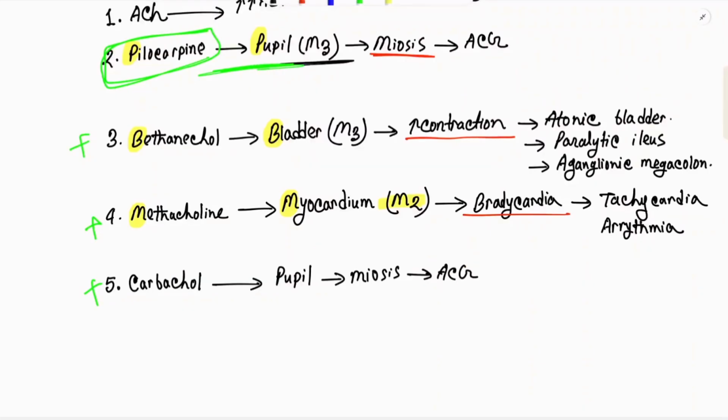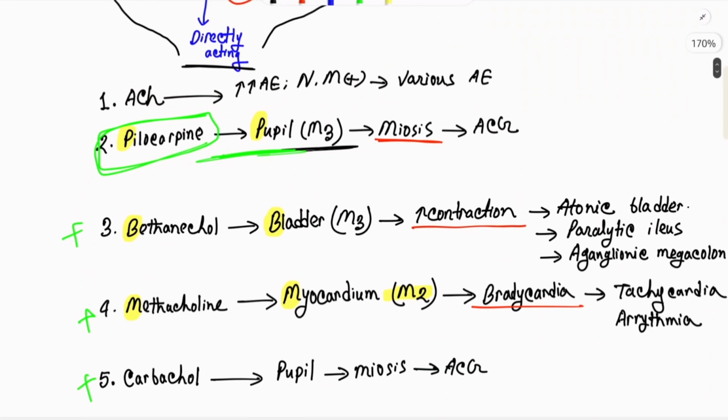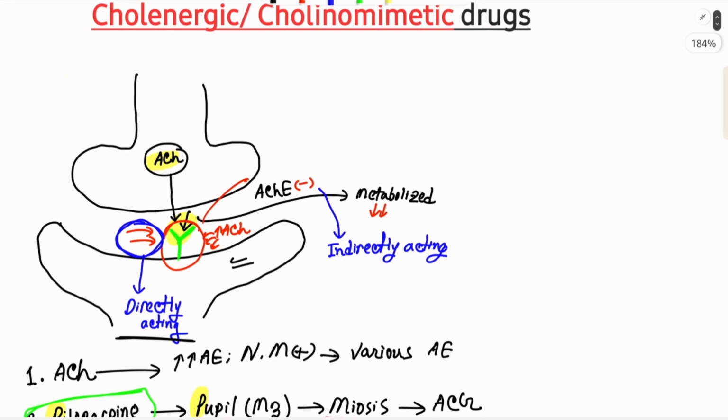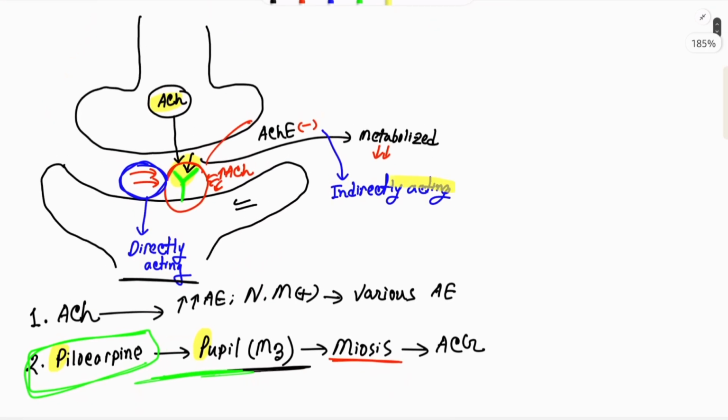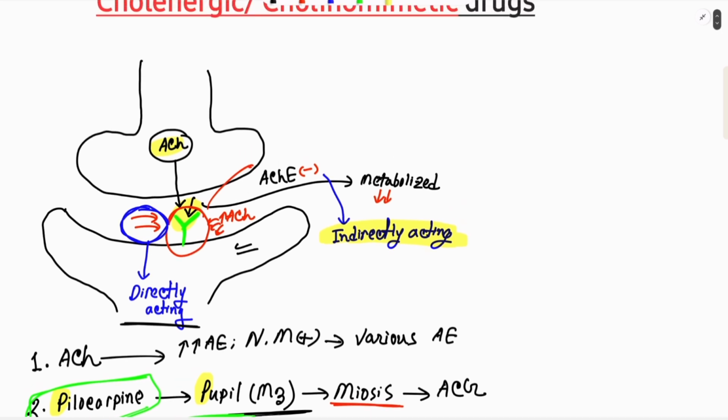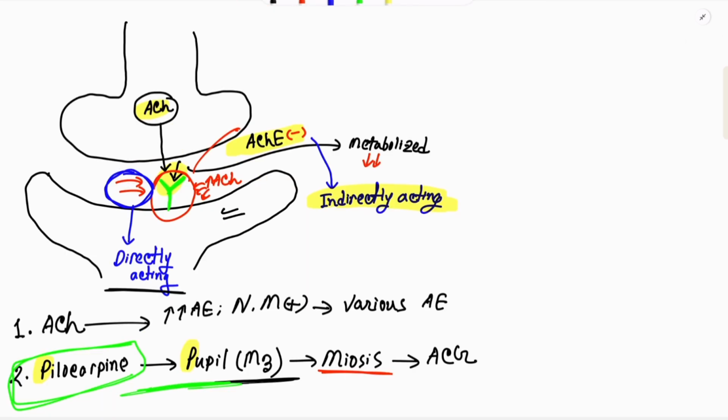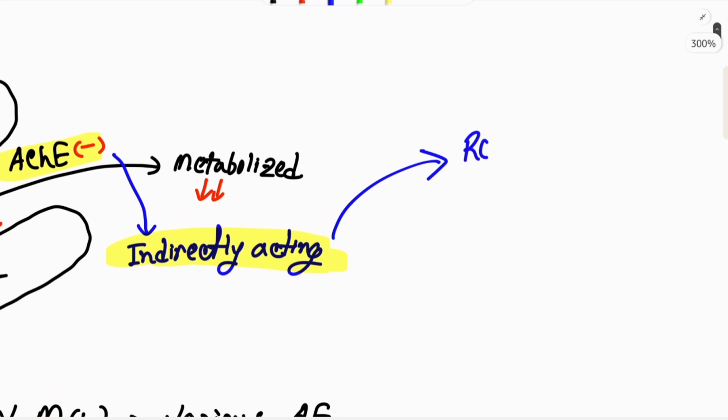So now we are going to discuss our second group of drugs, which is indirectly acting cholinergic drugs. We have previously discussed that indirectly acting cholinergic drugs act by inhibiting the acetylcholinesterase enzyme. There are mainly two types of indirectly acting drugs. They may be reversible and they may be irreversible.